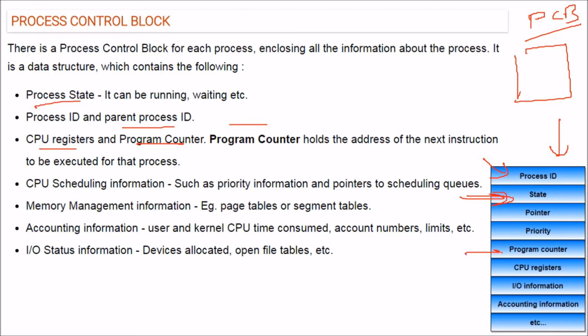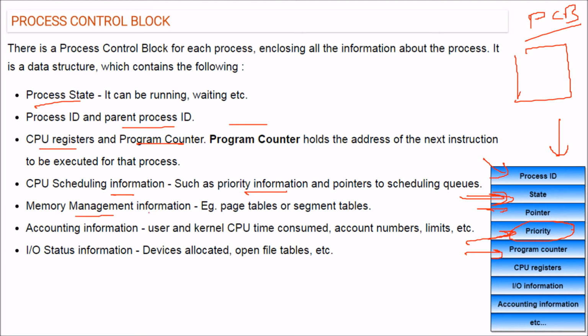What does this program counter have? It holds the address of the next instruction which is to be executed. CPU scheduling information. If some scheduling criteria like priority has to be established, then the priority information is kept here. Pointers. These are the pointers to scheduling queues, because the process may have to go through round robin or some scheduling algorithm.